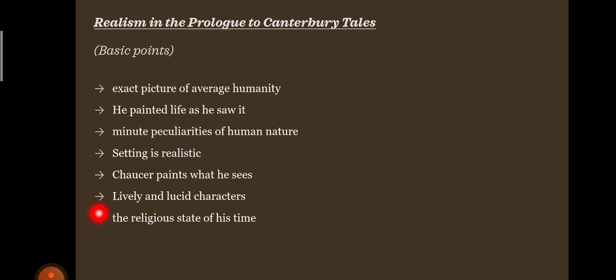For example, if we take the example of the monk, the monk was a fat man who was more interested in the breeding of greyhounds and horses. He had no interest in the performance of his duties. So this point is also related to the realism in the prologue to the Canterbury Tales.